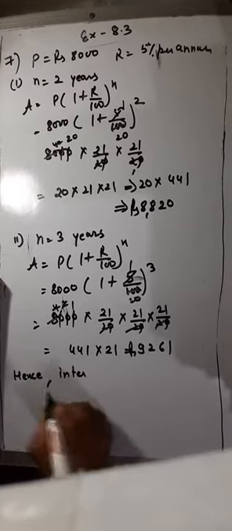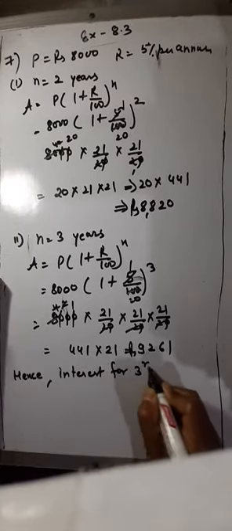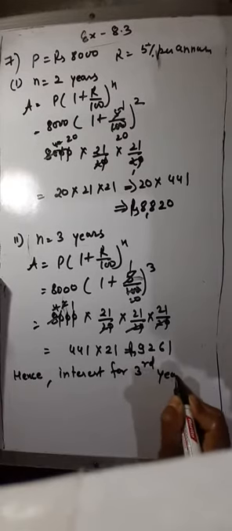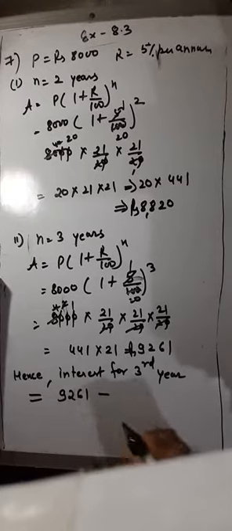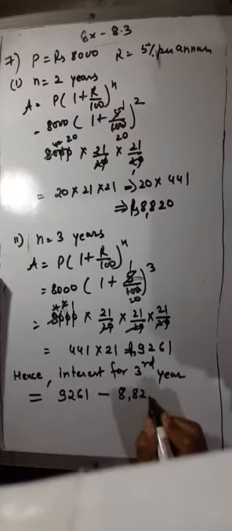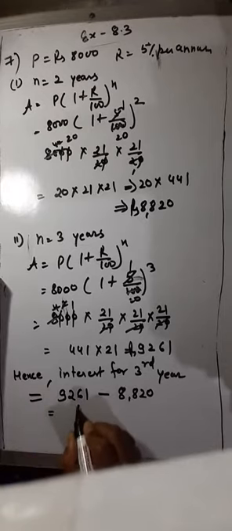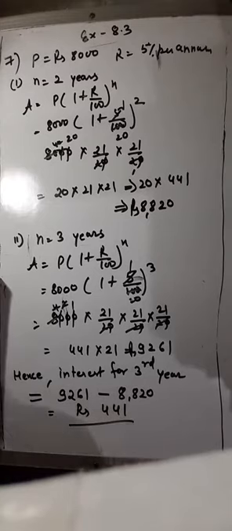Hence, interest for third year is equal to 9,261 minus 8,820. We get rupees 441. So interest for third year is rupees 441. Question number 8.